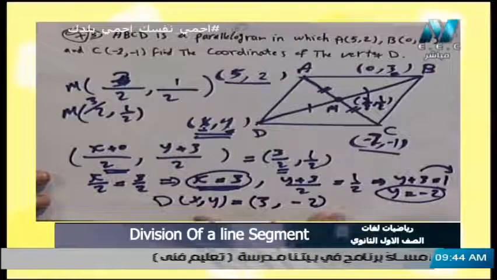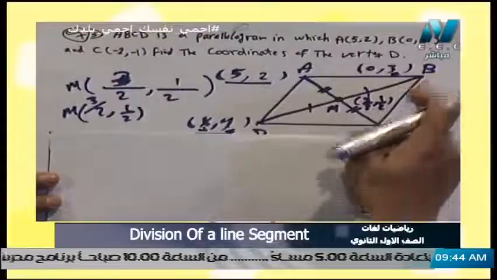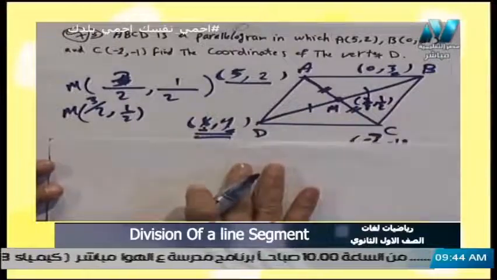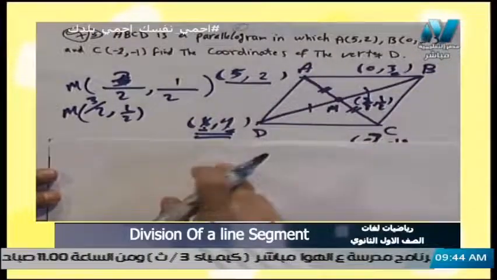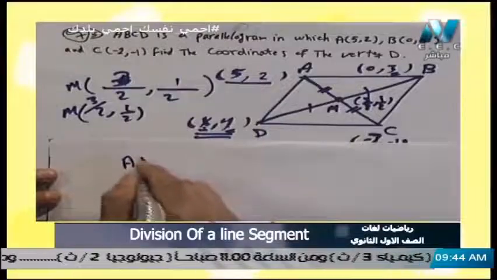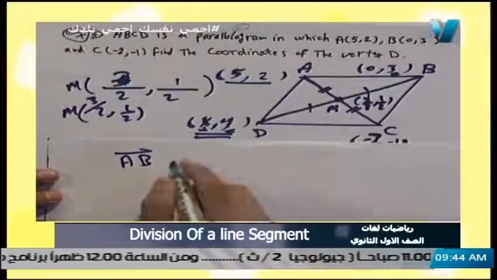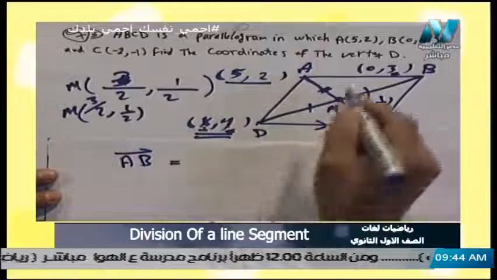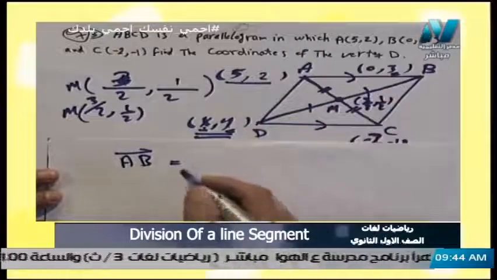Okay, this is an easy method for you to find the coordinates of D. But we have another method, which I consider easier for you. We have a method which is called the vector method. We have here the vector AB and vector DC. Because ABCD is a parallelogram, the vector AB, of course, equals the vector DC. We have the same direction and same magnitude.